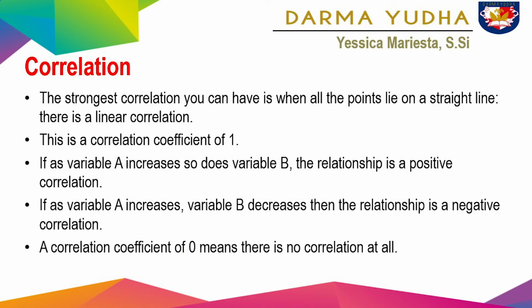The strongest correlation you can have is when all points lie on a straight line. This is a linear correlation. This is a correlation coefficient of 1. If variable A increases, so does variable B. The relationship is a positive correlation. If variable A increases and variable B decreases, then the relationship is a negative correlation. A correlation coefficient of 0 means there is no correlation at all.